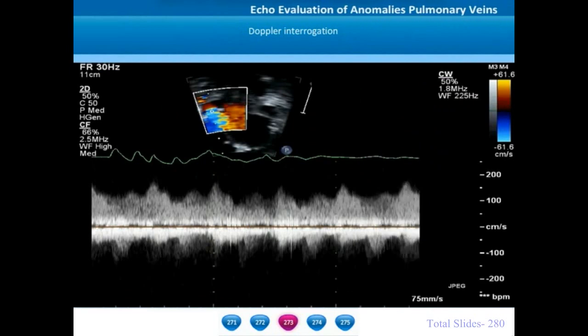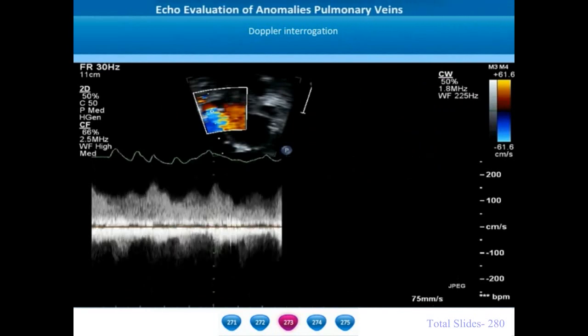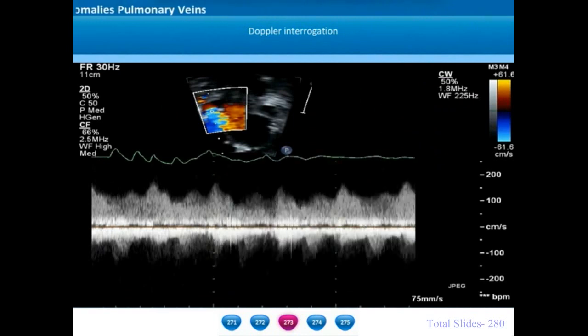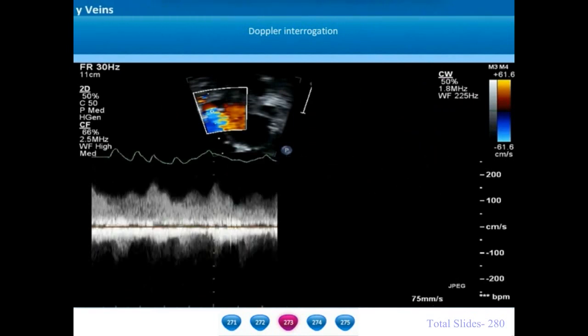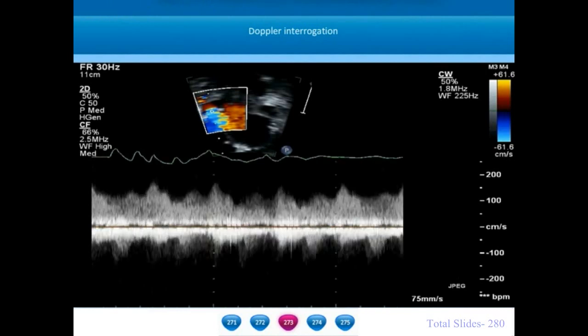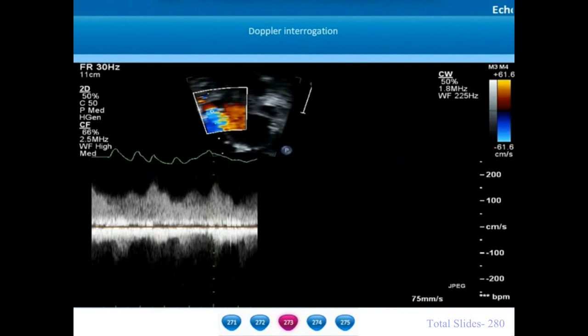When we do a Doppler interrogation on the single pulmonary venous stenosis, sometimes there may not be very high gradients. This is due to redistribution of the pulmonary blood flow to the other healthier segments of the other lung.